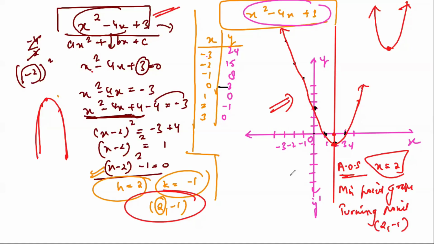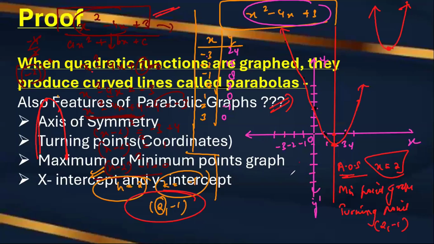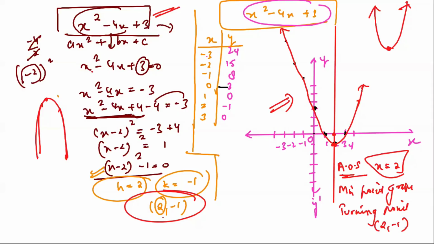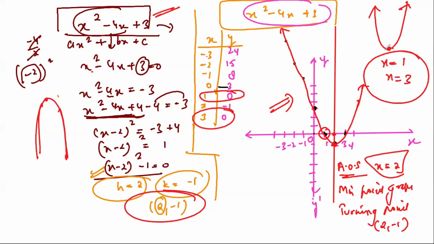Next, the x-intercept and the y-intercept. The x-intercept is the point on the x-axis where y is 0. If you see, you get 0 at 1 and at 3. So these are the x-intercepts: x equals 1 and x equals 3, the two values where y is 0. The y-intercept is where x is 0. So this is my y-intercept, and we write the equation as y equals minus 3.